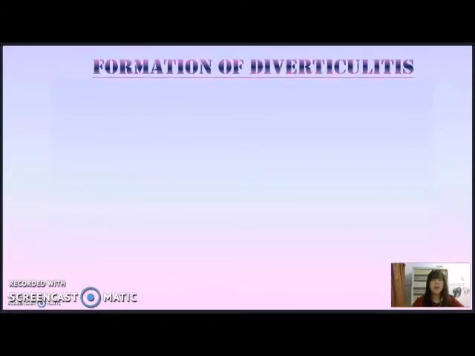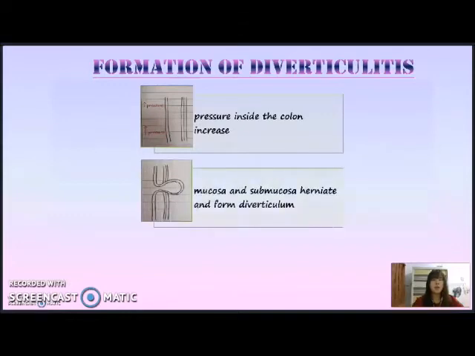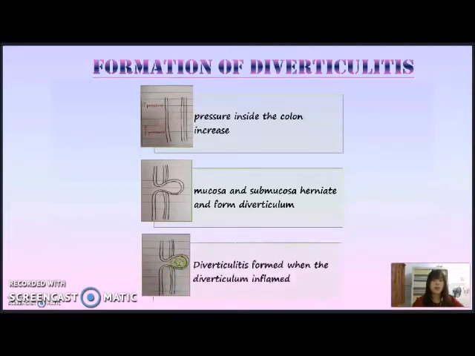Now, let us talk about the formation of diverticulitis. When the pressure inside the colon increases due to some reason such as constipation, the mucosa and submucosa will herniate through a weak area of the wall of the colon and form diverticulum. When the diverticulum becomes inflamed due to the invasion of colonic bacteria, diverticulitis is formed. So, this is the process by which diverticulitis is formed.